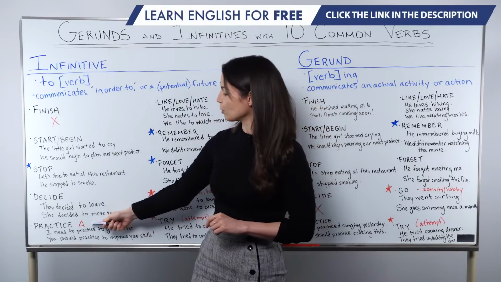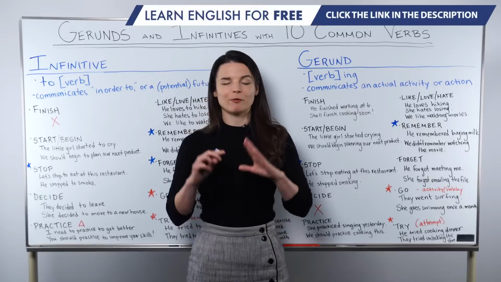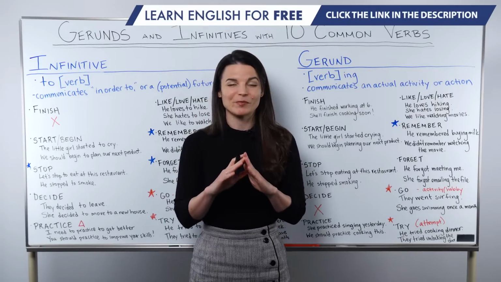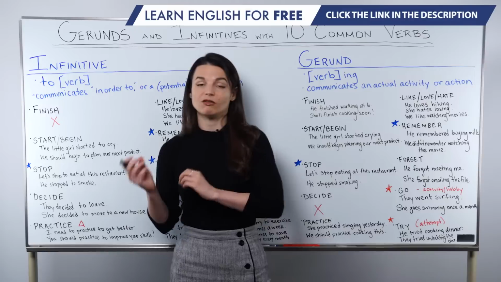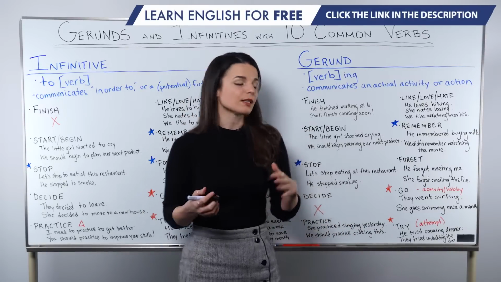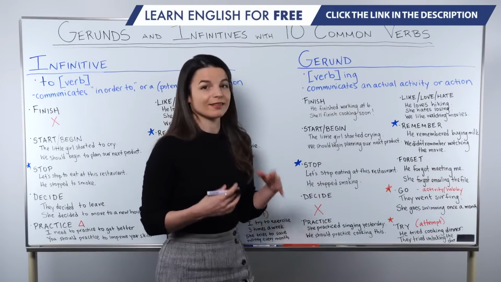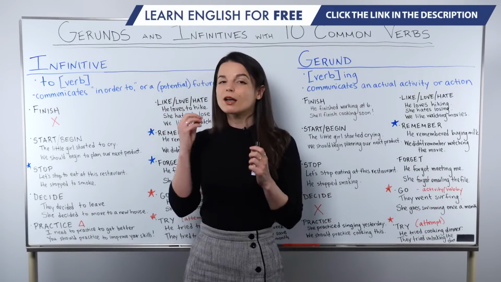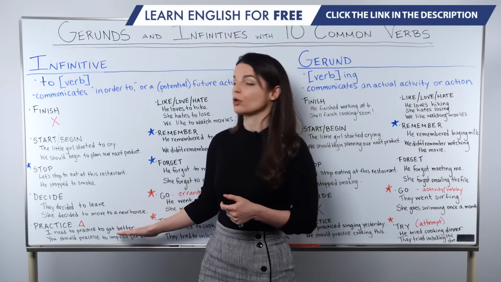The next one is practice. I've marked this with a red triangle to kind of show you a warning a little bit. Practice cannot be used in exactly the same way with the infinitive and the gerund forms. Actually, we use practice most of the time with the gerund form. I'll show you these example sentences in just a second. But there are a couple of sentence structures where we do see the infinitive form used with practice.